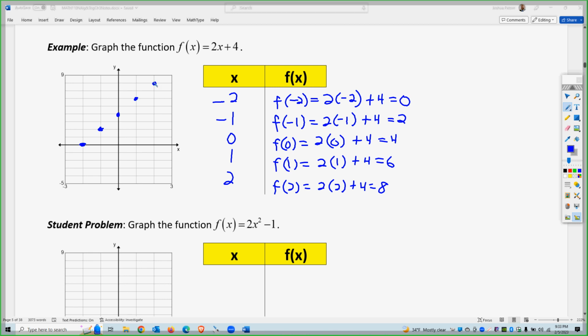And of course, I can plug in anything I want. I can plug in decimal numbers in between too, so this is continuous. I didn't have to plug in whole numbers from negative 2 to 2. I could put the decimals in between. That's why you have to connect with a line, otherwise it's incorrect, because it's a continuous function. It's an infinite number of inputs and outputs. Okay, pause the video, try the student problem for yourself.